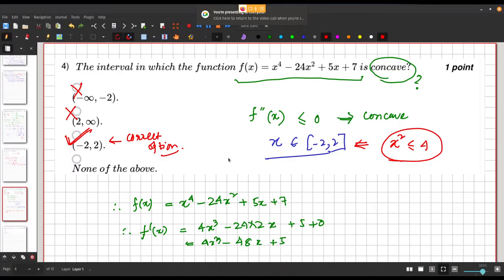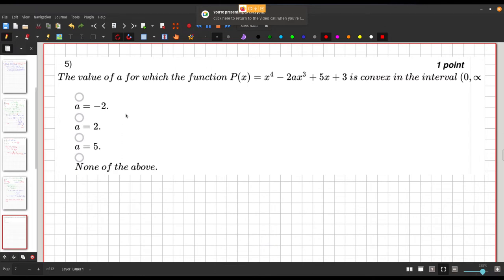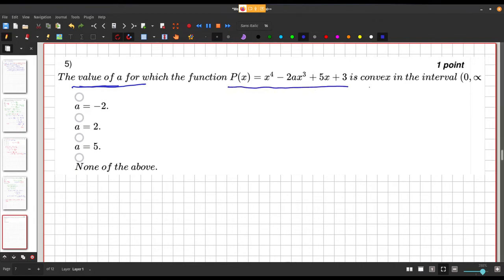Okay, since there are no questions, I will move to the next problem, which is problem number 5, and this is similar to the previous problem, and we have to check the value of a from these given options for which the function given here is convex in the interval 0 to infinity. Okay. So again, our function is given as p(x) equal to x to the power 4 minus 2a x cube plus 5x plus 3.